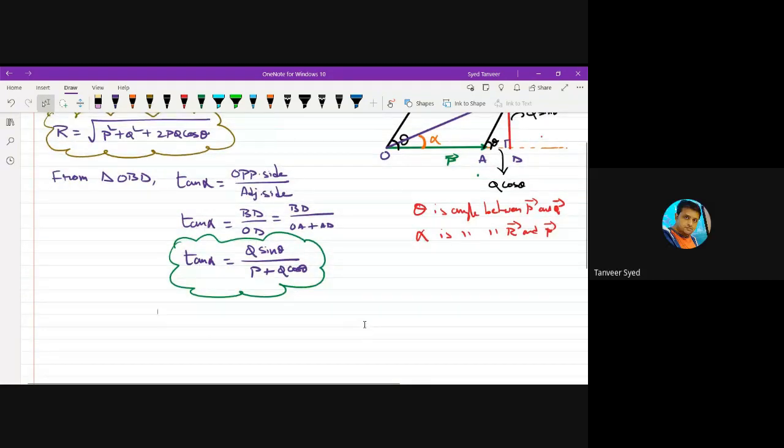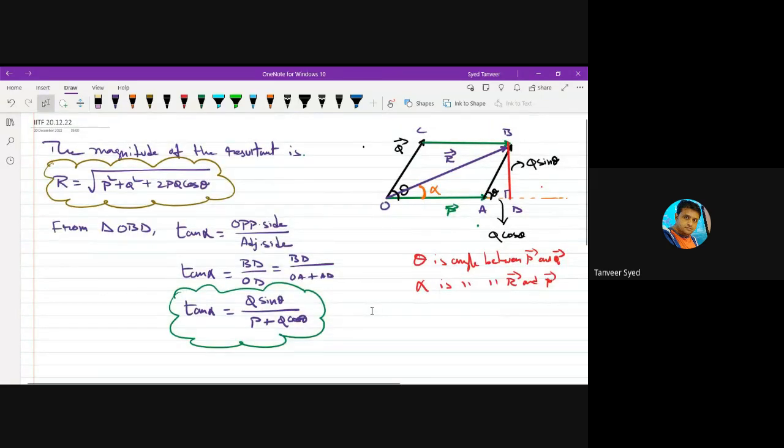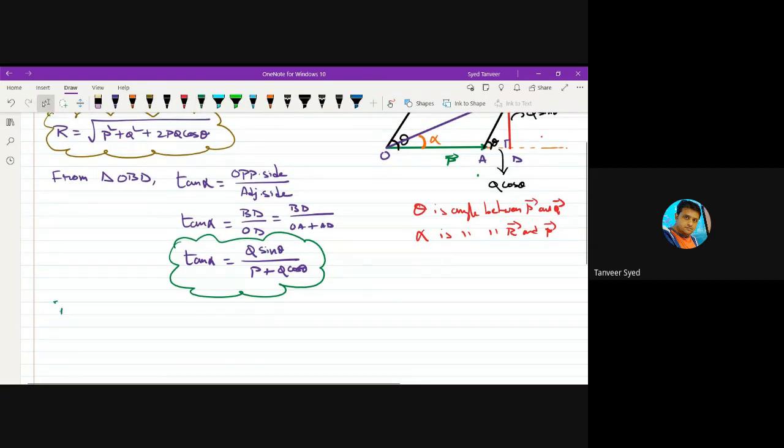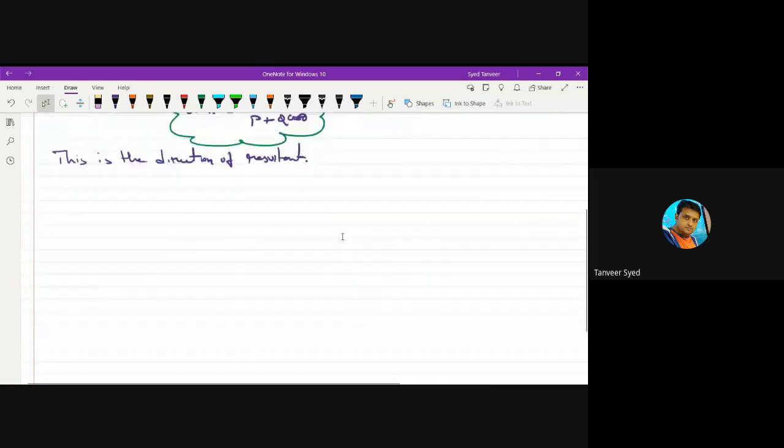So tan alpha is equal to Q sin theta by P plus Q cos theta, which gives you the direction of the resultant. R equal to root of P square plus Q square plus 2PQ cos theta gives you the magnitude of the resultant. This is the direction of the resultant. Okay. So finally we have got these two things from the parallelogram.